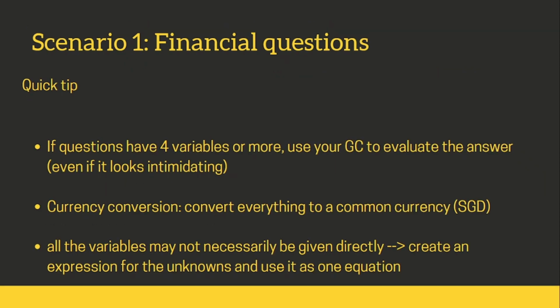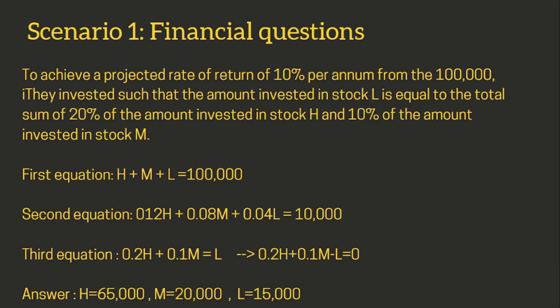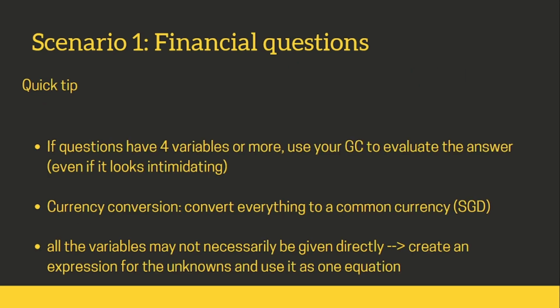So a quick tip for these financial questions is that if you have questions which have 4 variables or more, so in the case of the previous question you have H, M, L, let's say they add a Z, then you can also use your GC to just evaluate the answer, even if it looks intimidating.